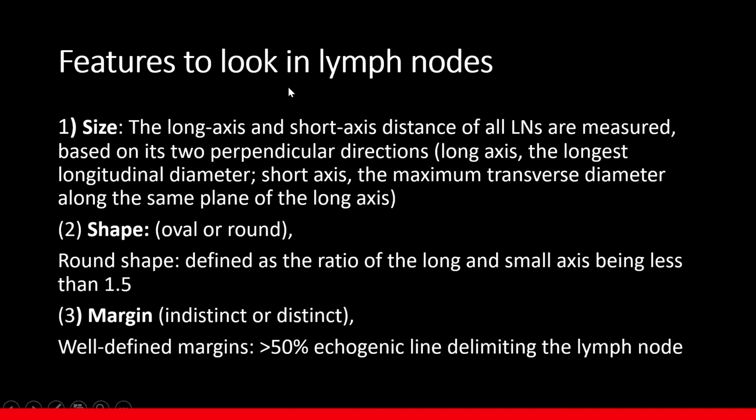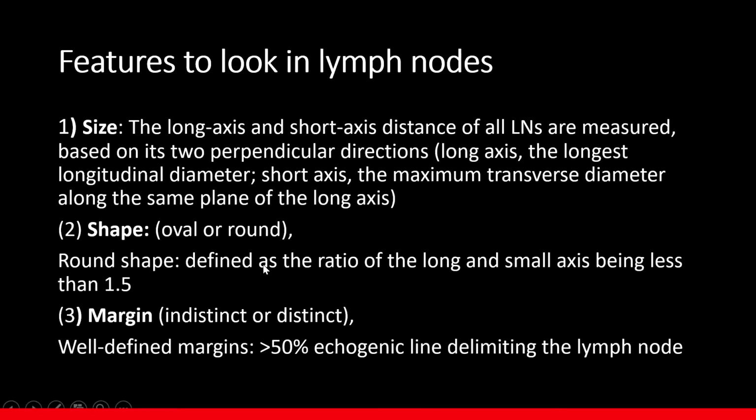What are the features we should look for in the lymph node? When we see a lymph node, the first thing is to look at the size of the lymph node. So we have to measure the long axis and short axis. Second, what is the shape of the lymph node? Very important. Is it irregular in shape? Is it tongue shaped? Is it stretched? Is it oval or round? Anything which is oval or round is important.